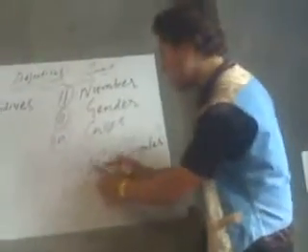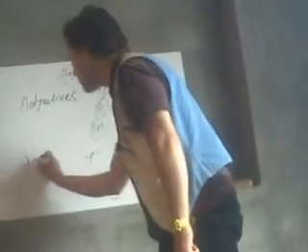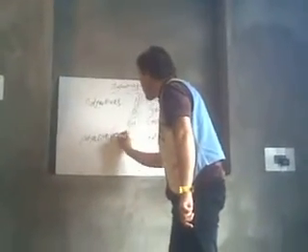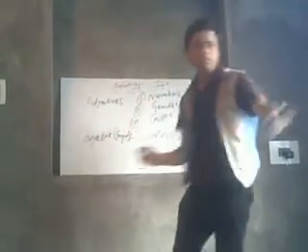Thank you. See now, adjectives they follow number. What does this mean? If the mawsuf noun is singular, its adjective, its sifat, is also singular. Singular. And we'll have the example.